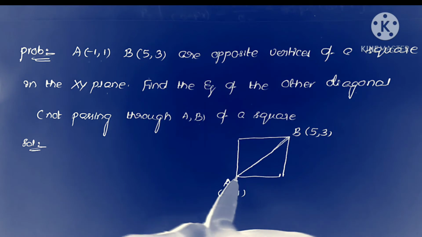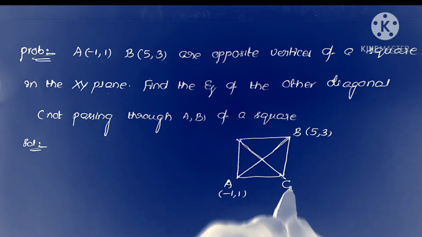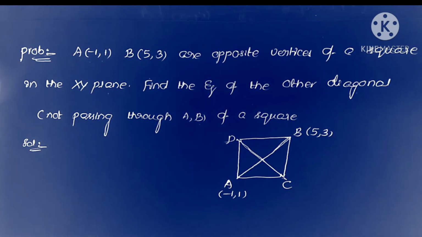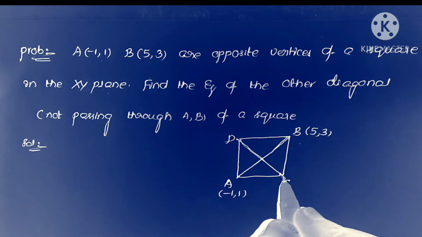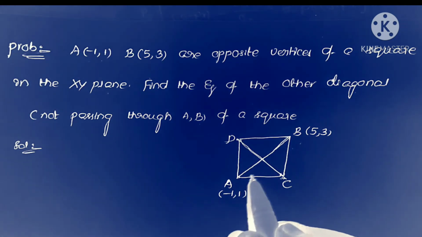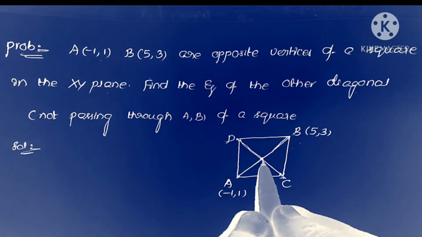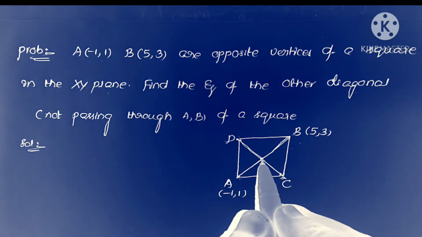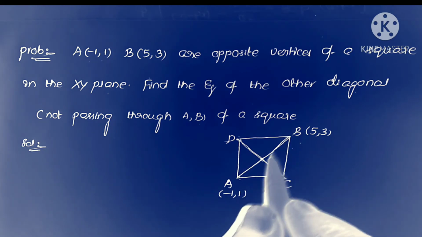So we can take one diagonal from the given points, but we want the other diagonal. This is taken as CD. Now we want the equation of CD, the other diagonal not passing through AB. Now how to find the other diagonal? Already we know that the two diagonals are perpendicular to each other. To find the equation, we take the slope of CD as the perpendicular slope of AB. For the point, the midpoint of AB is equal to the midpoint of CD. So we take the point as the midpoint and the slope as the perpendicular slope of AB.